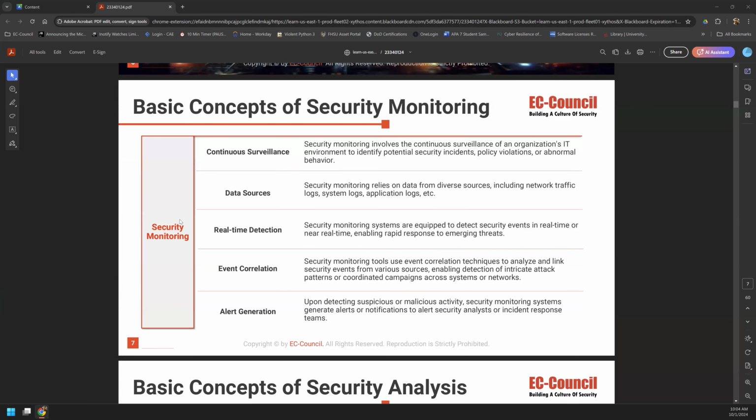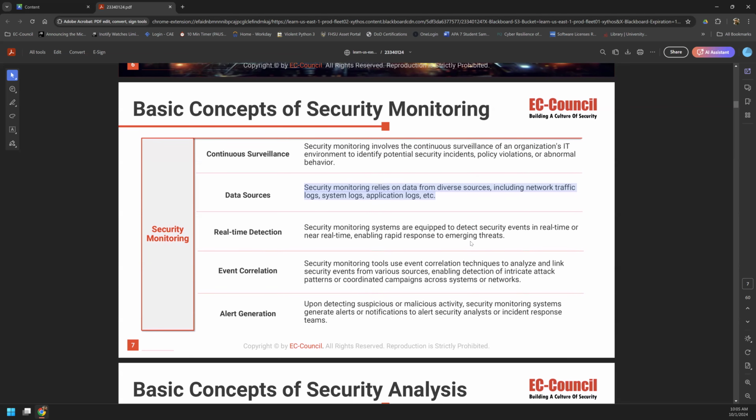From a security monitoring perspective, we'll have continuous surveillance. This is going to help us detect potential security incidents, any kind of policy violation, et cetera. All the data sources in terms of setting up network traffic logs, system logs, application logs. This is usually the hardest part, to get everything to ship over. As a matter of fact, I was just working on this morning with a different system. And getting real-time or near real-time detection will help us with our rapid response, which will keep our key performance indicators and our metrics down.